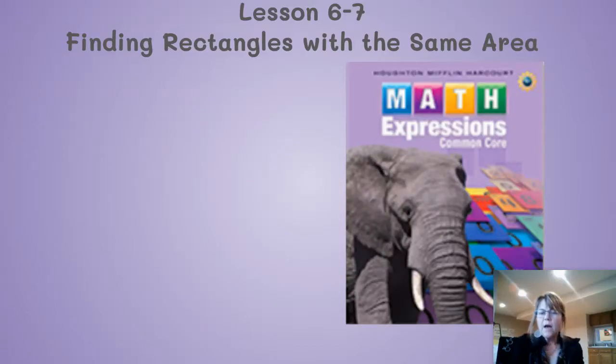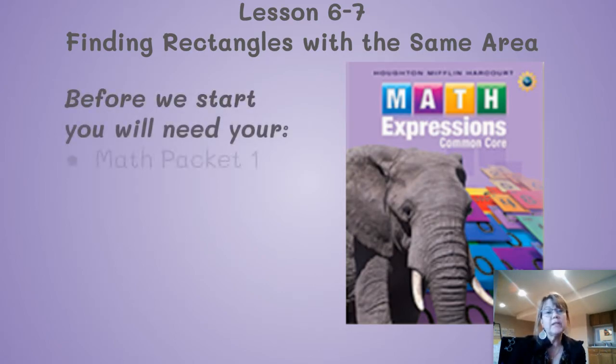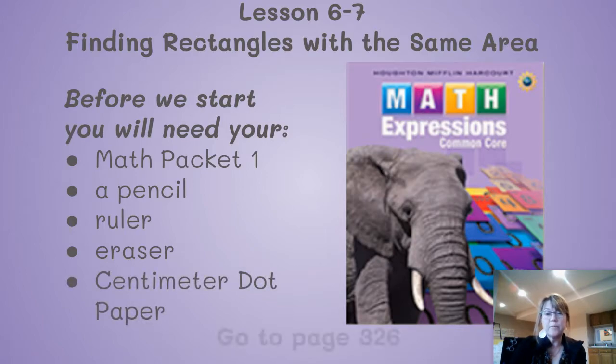Hi guys, we are going to continue on with lesson 6-7. We will be going to the back side, the second side of that page. Before we start, you will need your math packet number 1, a pencil, a ruler, an eraser, and your centimeter dot paper. You will then go to page 326. So if you could just make sure you get your supplies, pause me if you must, and then press play when you come back.